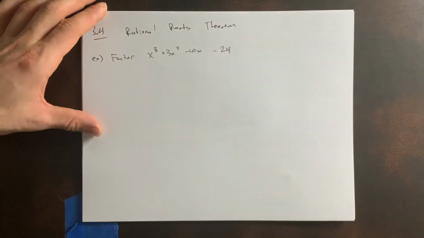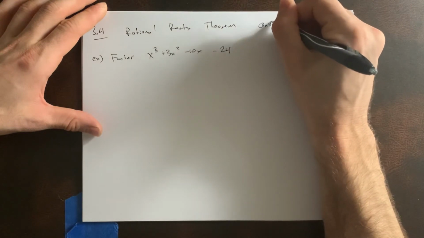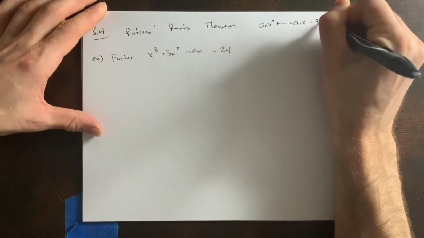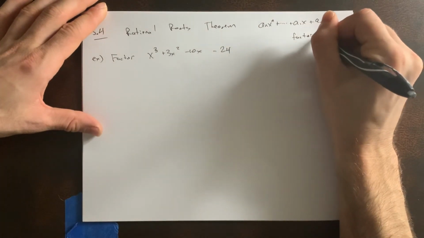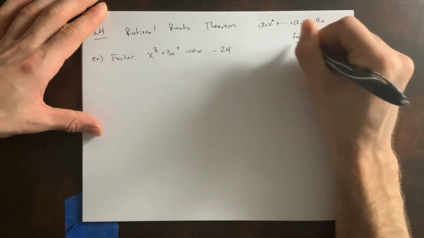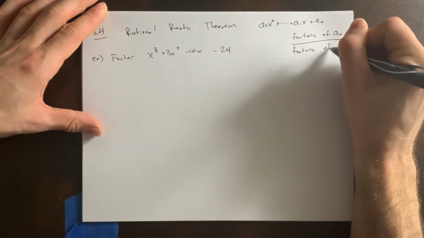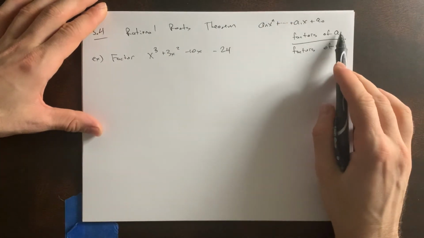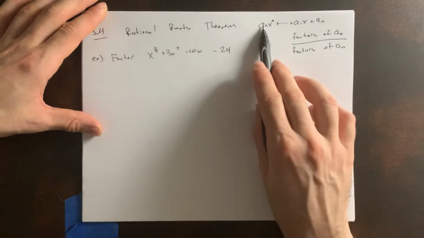So just in general, let's write this over here. Say if we have something like a_n x to the n, plus a1 x plus a naught. What we're going to do is take the factors of a naught divided by the factors of a_n. So a factor means what are the numbers that go into a naught, and the factors of a_n are the numbers that go into this first number.